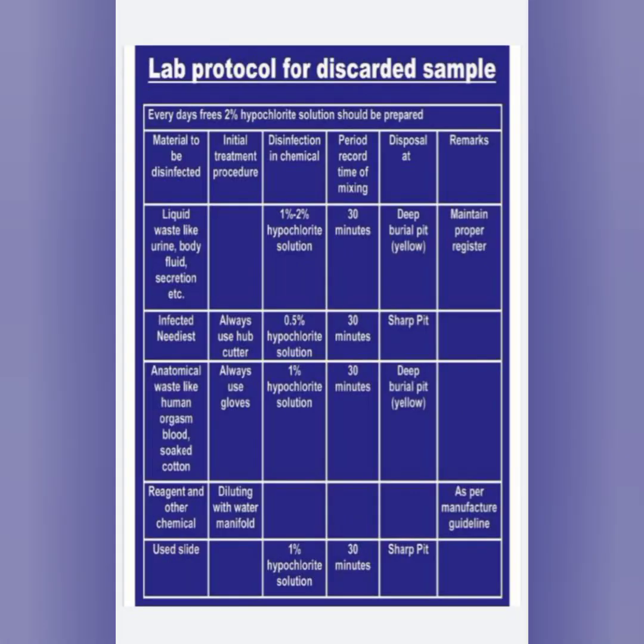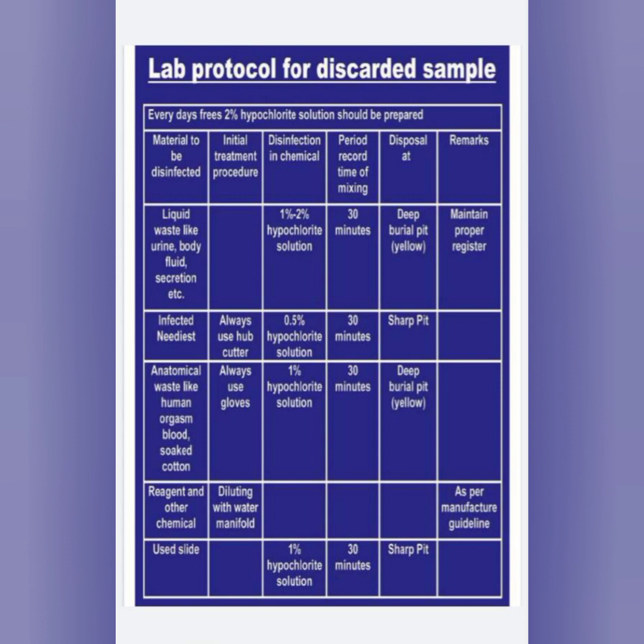Next IEC material you need is lab protocol for discarded sample. What are the protocols you will follow before discarding any sample that are used in your HWC? Like if there is any liquid waste like urine, body fluid secretion, etc., then you need to use 1 to 2% hypochlorite solution for 30 minutes. Then you need to dispose at a deep burial pit, and after that you need to maintain in the proper register. If there is any infected needle, you need to use hub cutter.